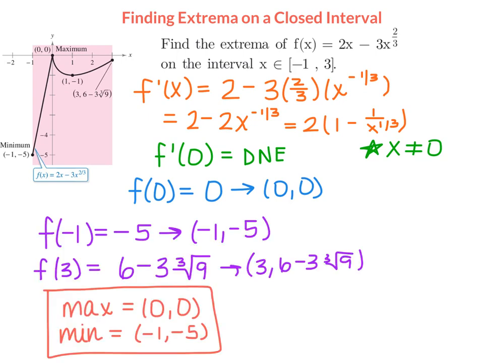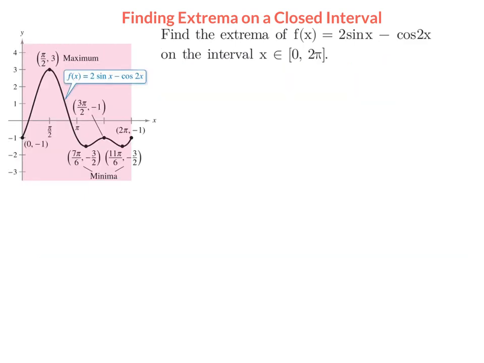When I plug in these 2 numbers into f of x, I get these 2 points, which are also on our graph, and even algebraically I can deduce that this point is going to be my minimum, and one of my critical points is 0, 0. So my max is the origin, and my min is -1, -5.